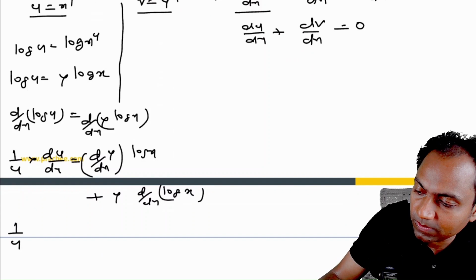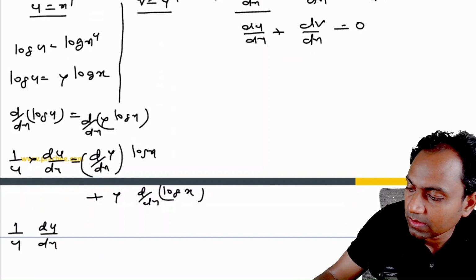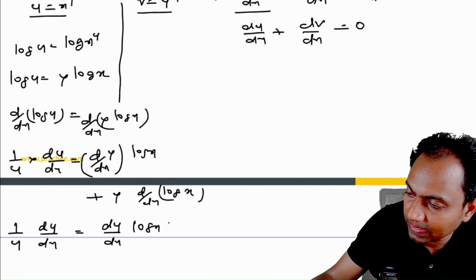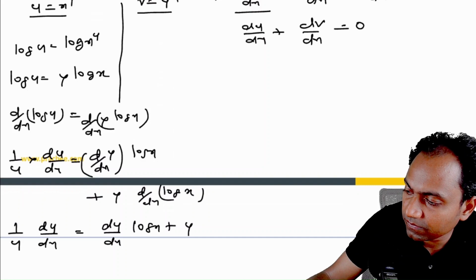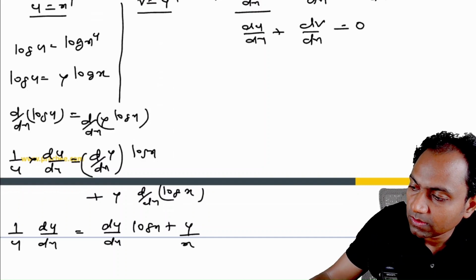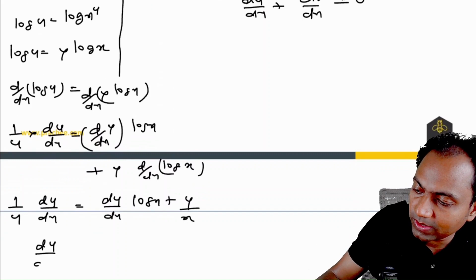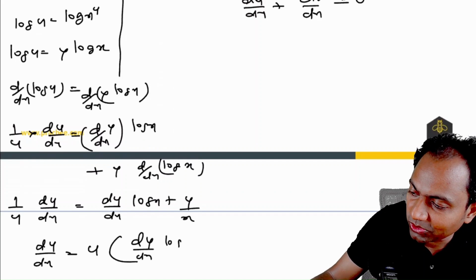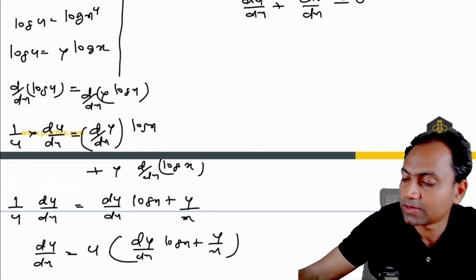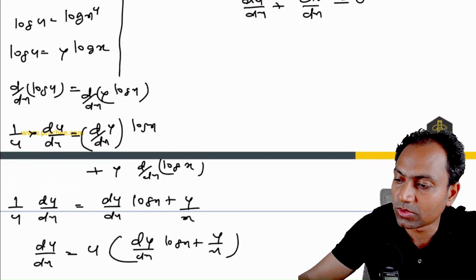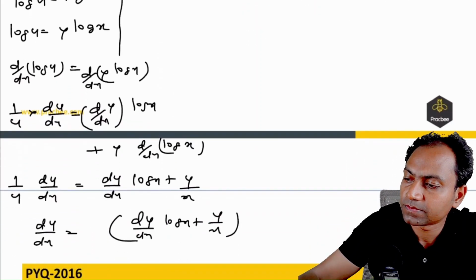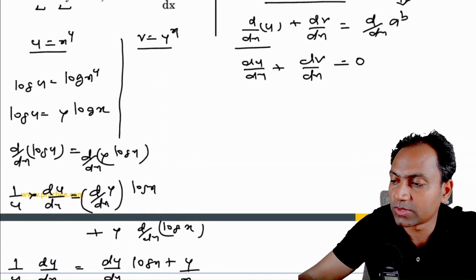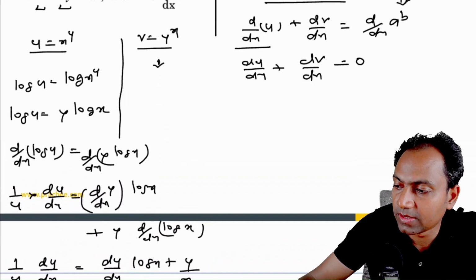The first part becomes 1 by u du by dx. Derivative of y is nothing but dy by dx only into log x. And the second part becomes y into derivative of log x, which is nothing but 1 by x. So from here we can find the value of du by dx. It is nothing but u into dy by dx into log x plus y by x. So this is what we are getting, and u you can substitute as nothing but x raised to the power y. In the second question that is given to us here, again we can use the same technique.